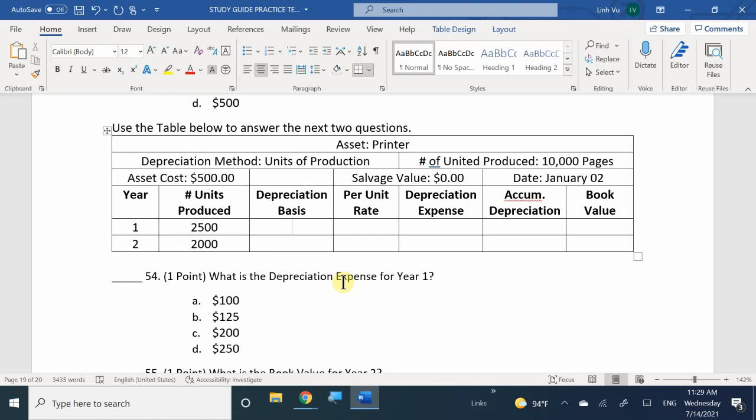$500. It's going to be 500 because in this case, my formula is going to be the asset cost minus my salvage value, which in this case, 500 minus 0 gives you 500. Okay, what's my per unit rate going to be?